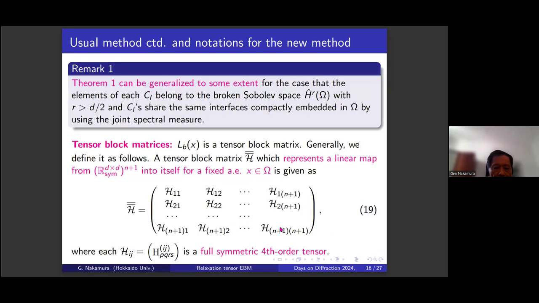Let me give one remark. You can do this kind of usual method even for the case that each elastic tensor belongs to a so-called broken Sobolev space. But the exponent of the Sobolev space r must be larger than d over 2, and the interface of the elements of C_L in this Sobolev space must be the same, and they must also be compactly embedded in it. Then you can generalize the usual method using the joint spectral measure. Okay, so I have maybe small time.